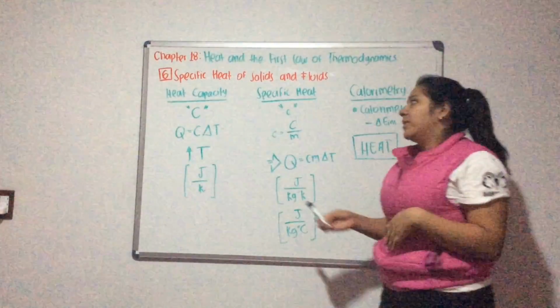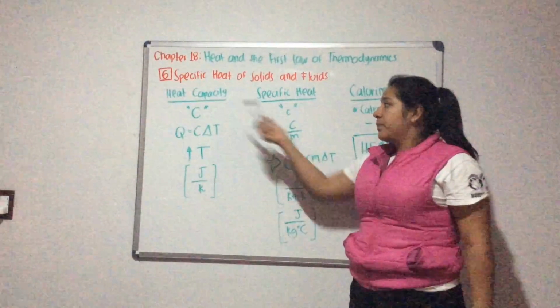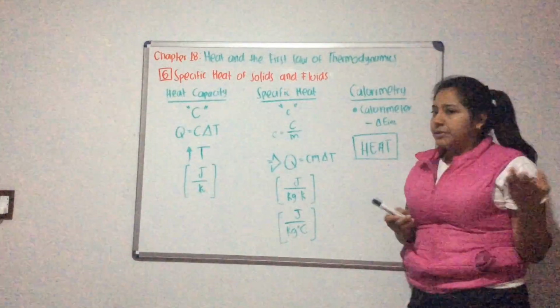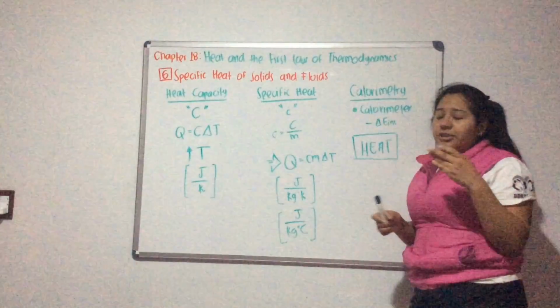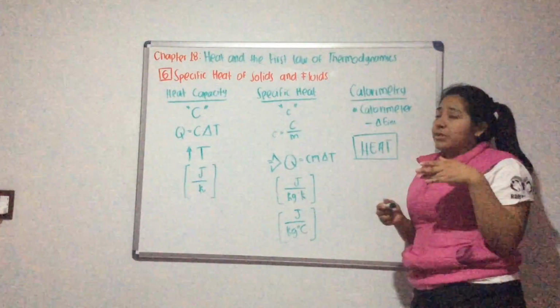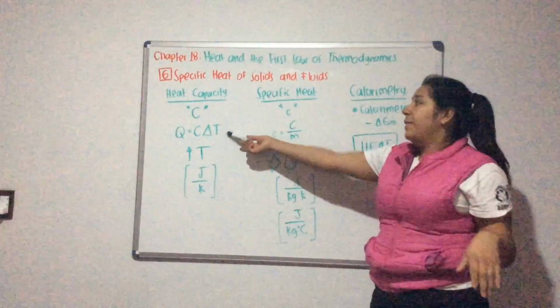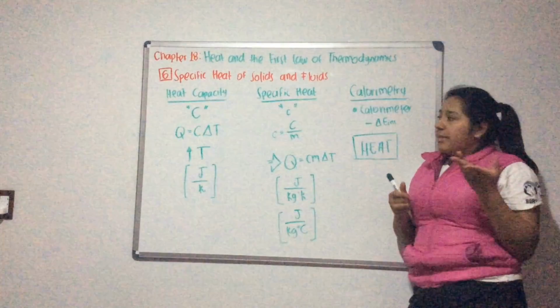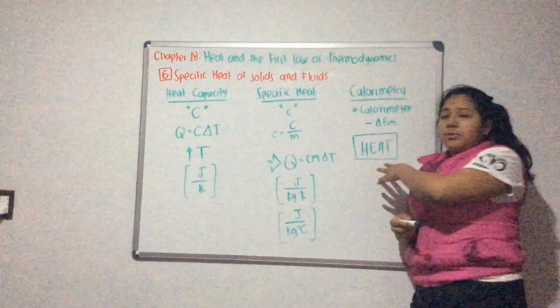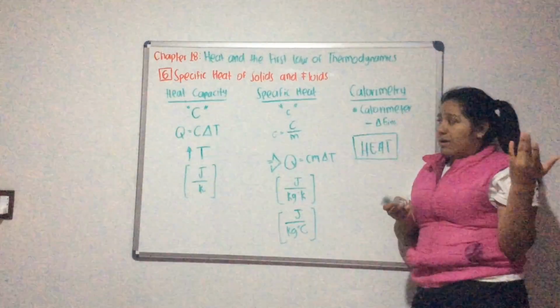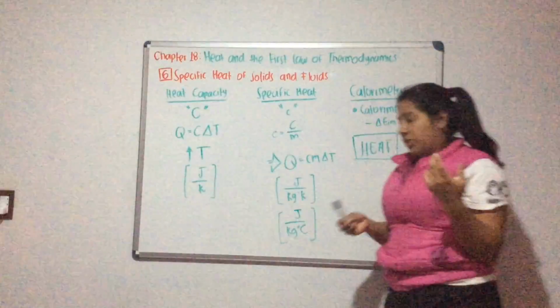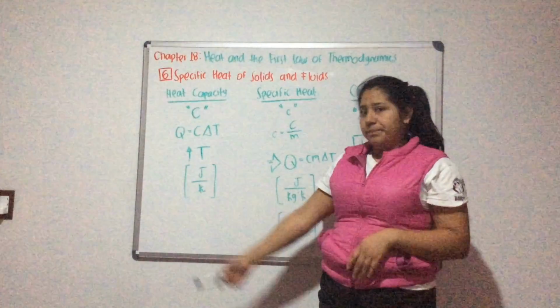It is represented by the capital letter C. It is the proportionality between the temperature change and the heat of an object, and is represented by this formula. It's basically the heat required to raise the temperature of the object by a given amount, and its units are joules per Kelvin.